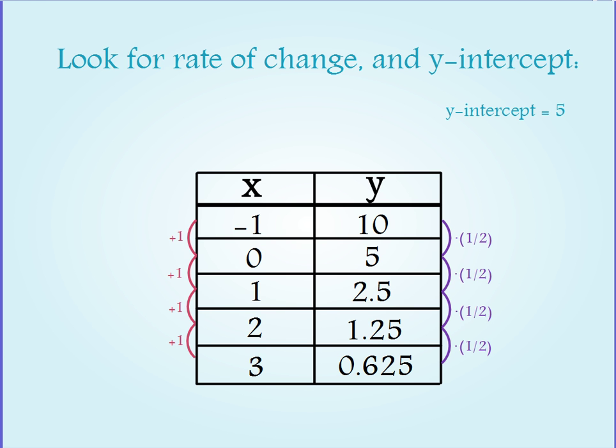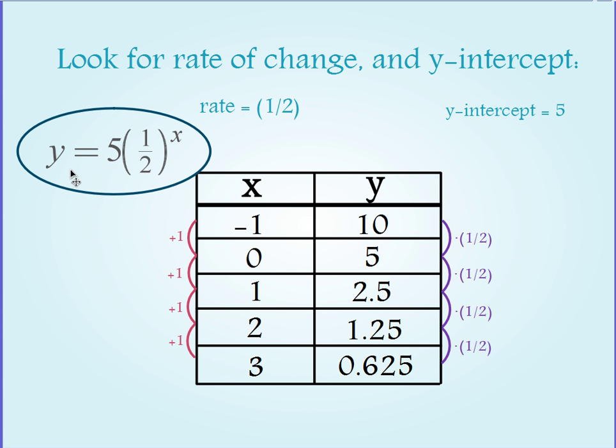To find our rate of change then, we're still looking for change in y over change in x. 1/2 over 1 gives us a rate of 1/2. That's not exactly what it does, but I'll show you in the next one how it can change. So now I have a and b. I can write my equation, y equals 5 times 1/2 to the x power.